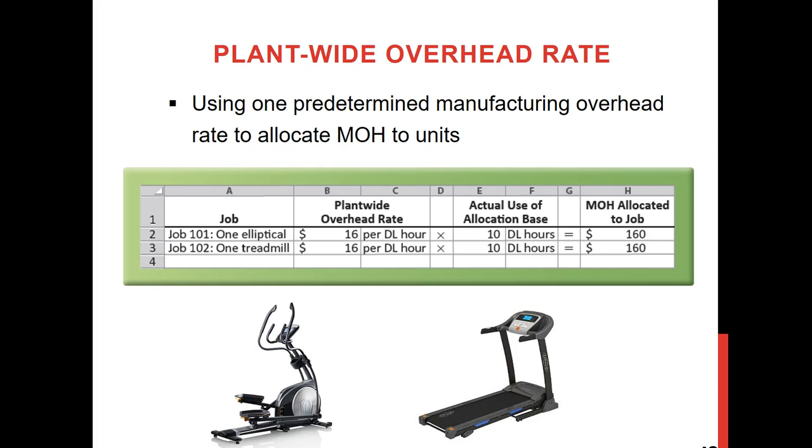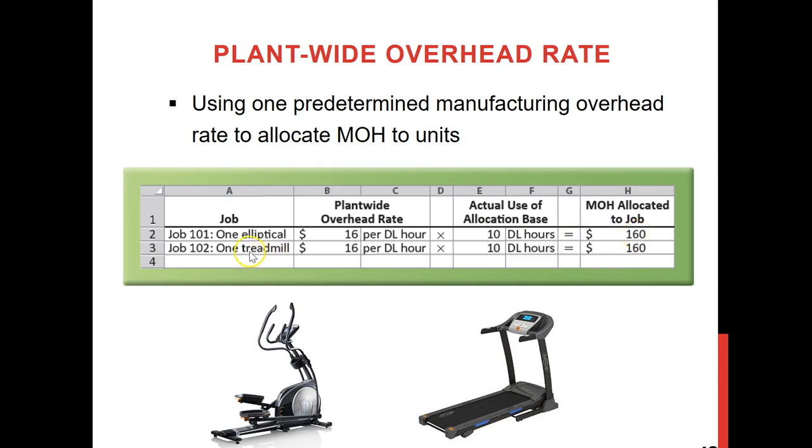of that product. For example, take that exercise manufacturer, which we will discuss in this chapter, chapter 4. They prepare two types of exercise equipment. One is the elliptical and the other is the treadmill. To produce one elliptical, they need 10 hours, and if we use the plant-wide overhead rate of $16 per direct labor hour, their allocated overhead cost will be $160.